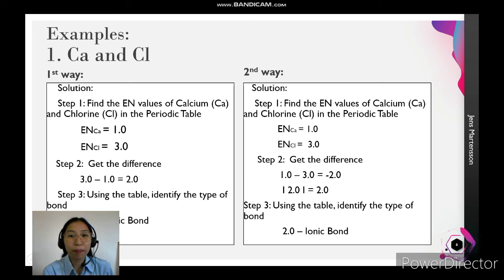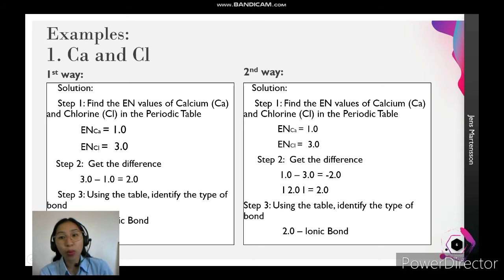So, the first step for the two ways is the same. You need to find the En values of calcium and chlorine using the periodic table. Now, you can see here, your En value for calcium is still 1.0. Ang sa Cl is still 3.0. Now, unsay nakalahian ani? Gigamit niya una ang Ca. So 1.0 minus 3.0. Syempre, if you subtract a larger value from your smaller value, it will result to a negative number. So ang answer diri is negative 2.0.